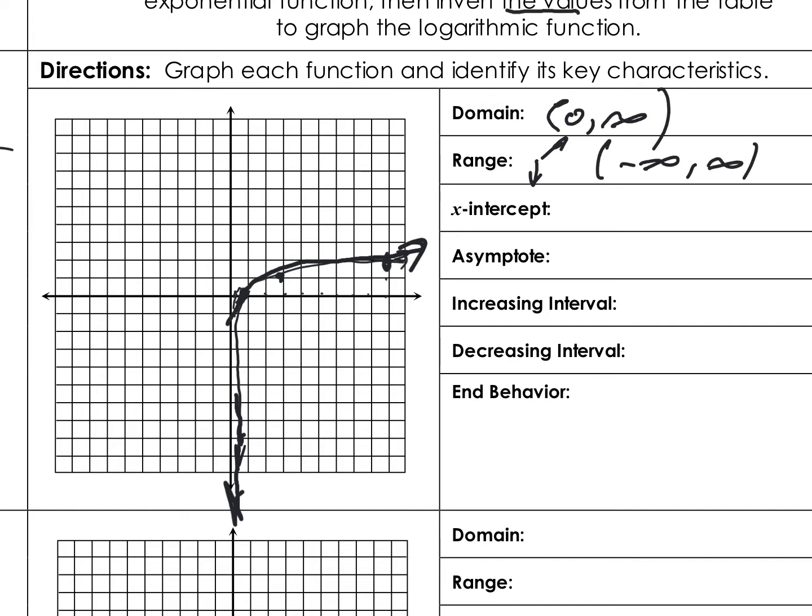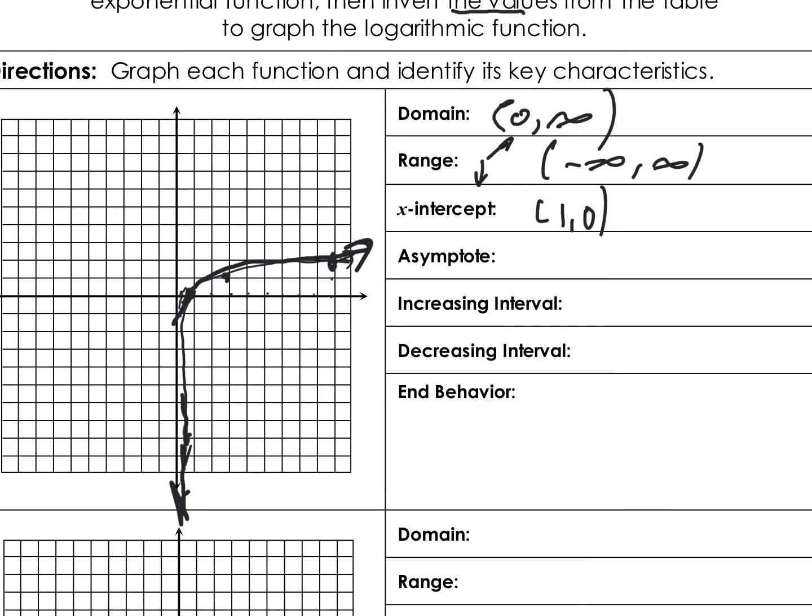So negative infinity to infinity. The x-intercept was at 1, 0. If you recall, on the other lesson, we were asking for the y-intercept. We don't have a y-intercept in a log unless we shift it. In this basic log, we do not have a y-intercept. There's a vertical asymptote at y equals 0. It's increasing from 0 to infinity. This is never decreasing.